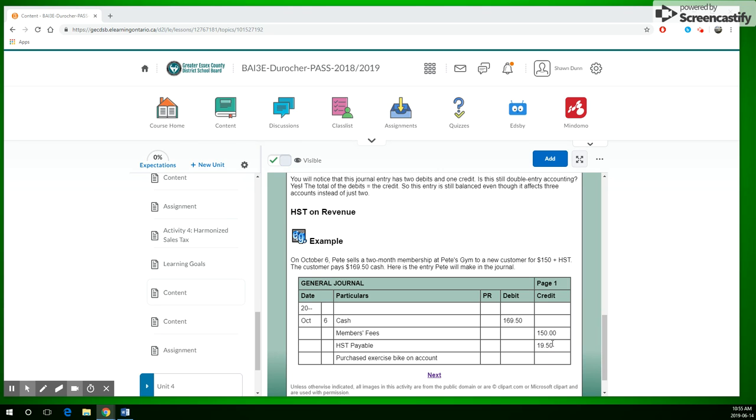So here's the journal entry. You're going to credit fees, members' fees, which is revenue. You're going to credit HST payable, $19.50, and you're going to debit $169.50. That's what you're collecting from the customer because they're paying you in cash. If it was an on-account sale, this would be a debit to AR. Exact same numbers. Okay.